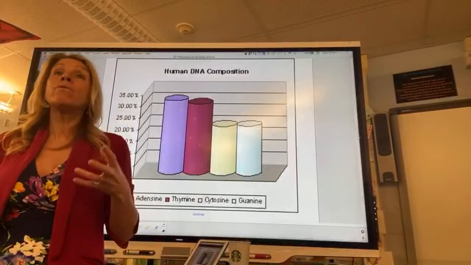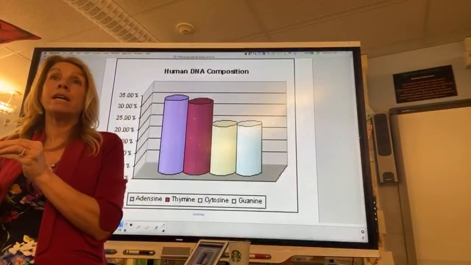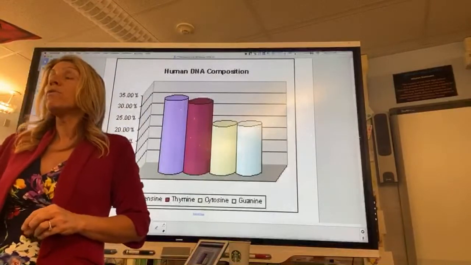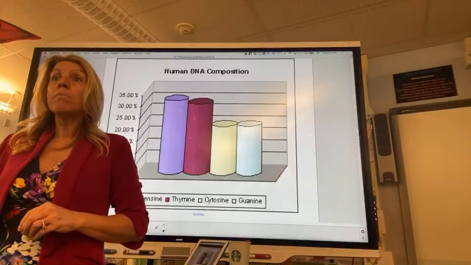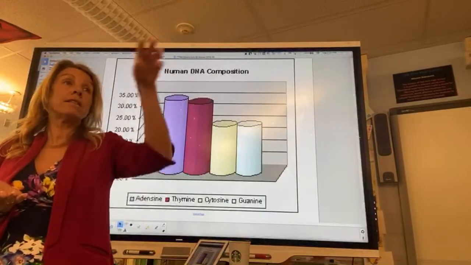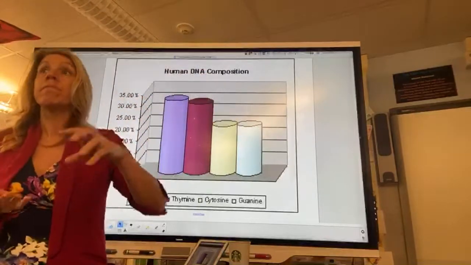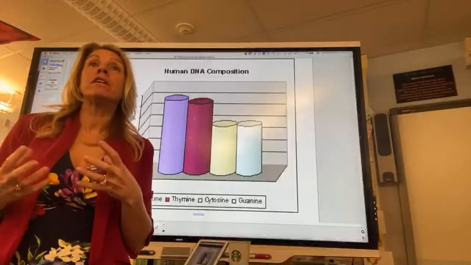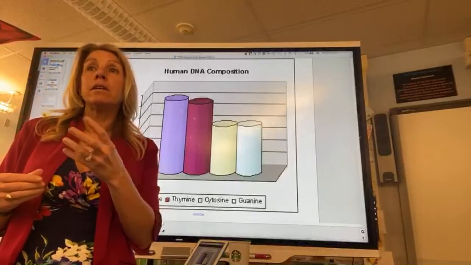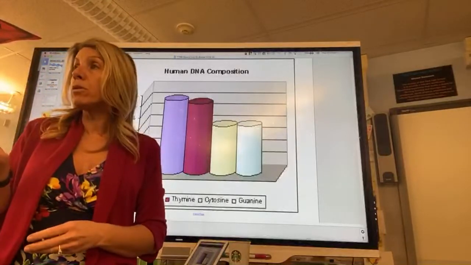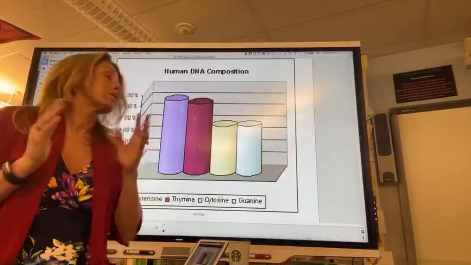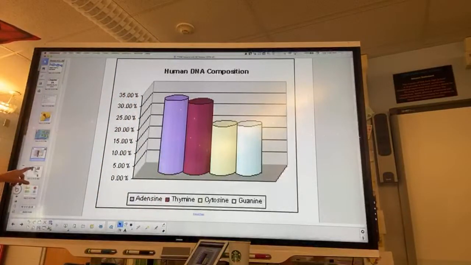Now, you could have one species that had 20% adenine and another species that had 40% adenine, right? But however many adenines it had, it had the same percentage of thymines, and the same for guanines with cytosines. And that makes me think about purines and pyrimidines, because you always have a purine binding with a pyrimidine. Good. All right. And then Rosalind Franklin.